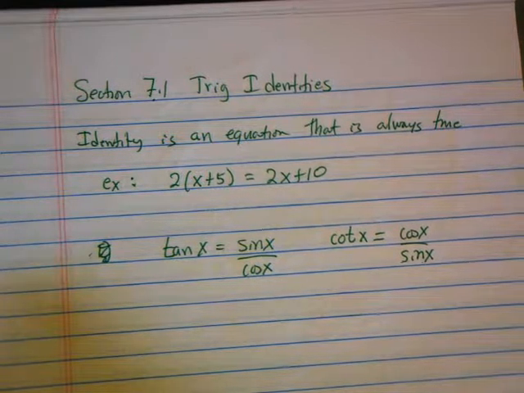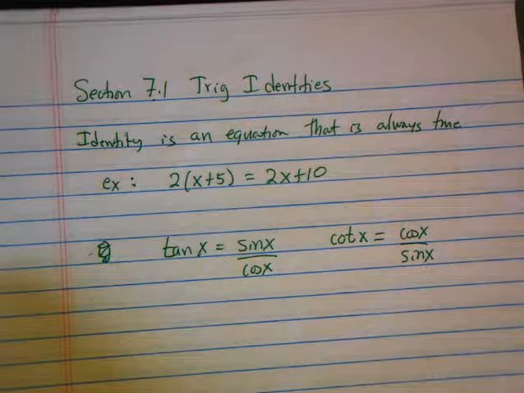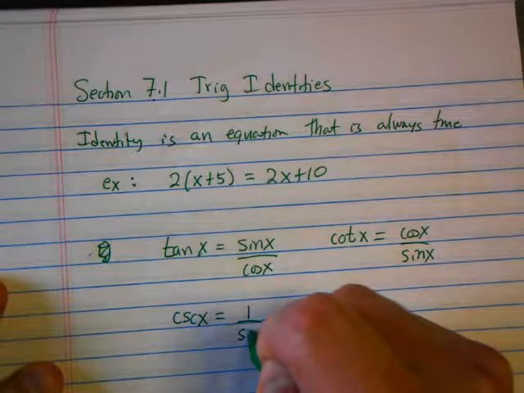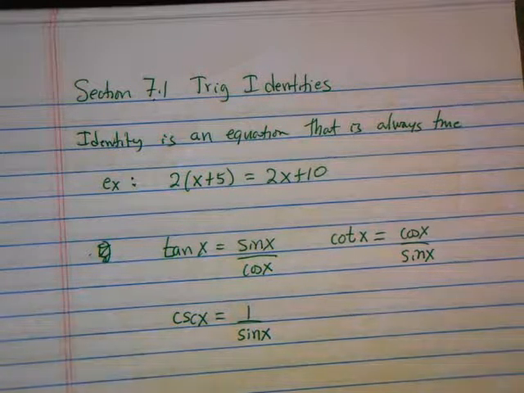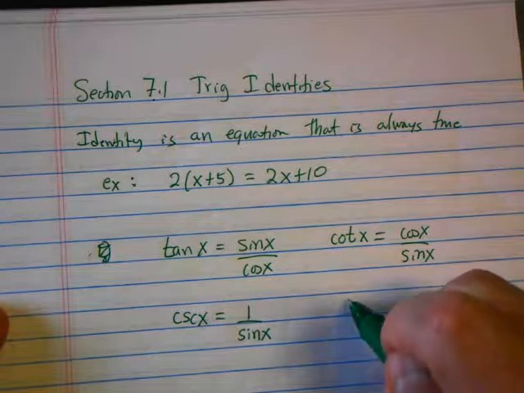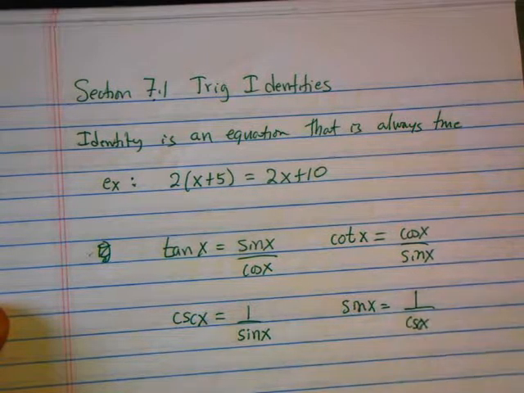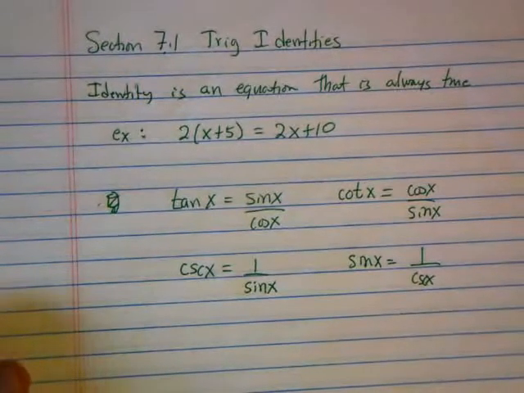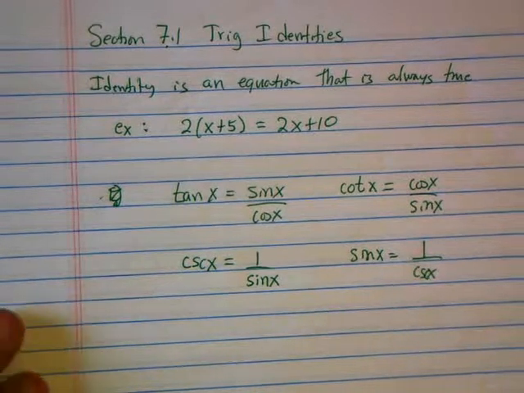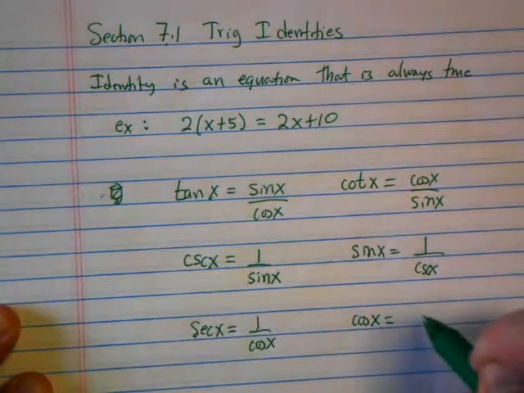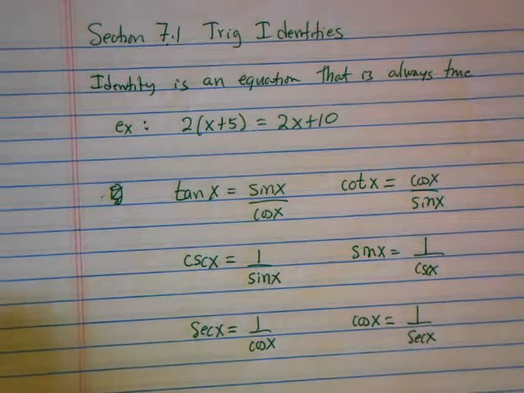What other identities do we know? Cosecant is 1 over sine. Cosecant x is 1 over sine x. I could flip both sides, and I could also write this one as sine x is 1 over cosecant x. That one could be written that way. Very similarly, secant x is 1 over cosine x, or cosine x is 1 over secant x.